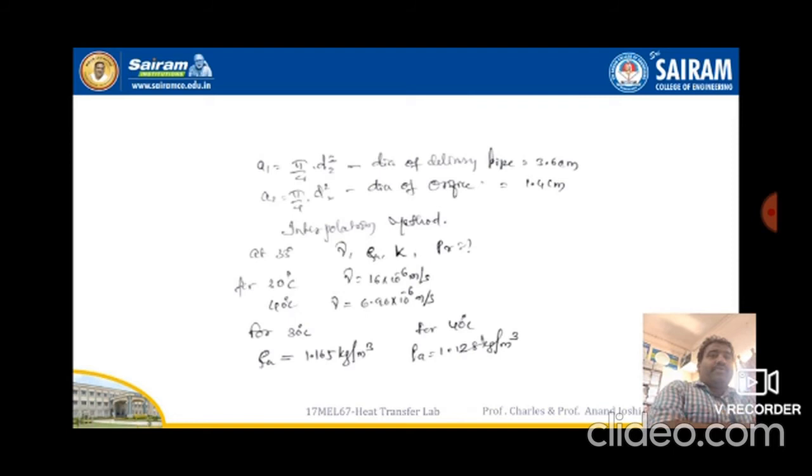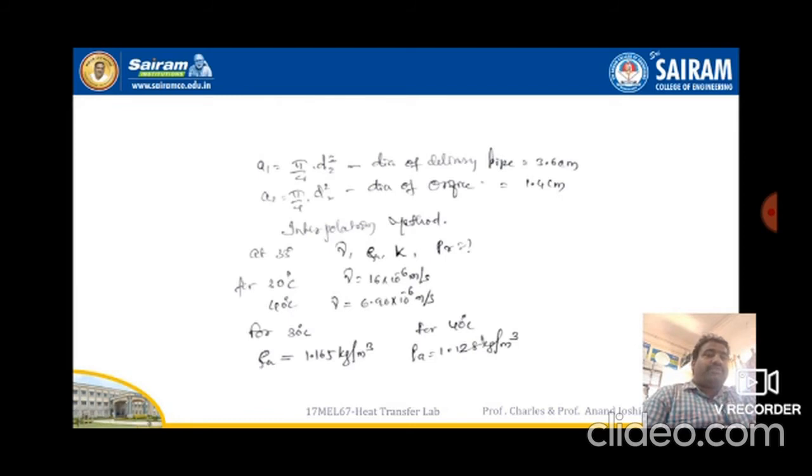So now you have to do at exact 33 degrees centigrade, you won't get any fluid property from the data handbook. But here we got 33 degrees centigrade. At that temperature, we have to find out kinematic viscosity, Grashof number, Prandtl number, density, thermal conductivity, all properties we have to find out.